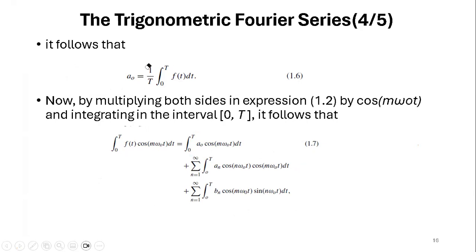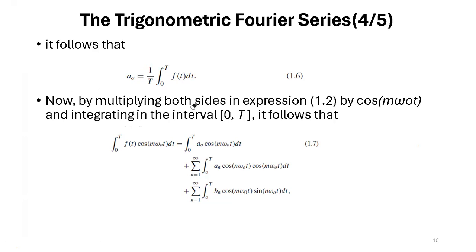It follows that a naught is equal to 1 over T of the integral from 0 to T of f of t dt. If this condition does not hold, then we have to do a simplification of f of t. So the other function will be... I'll explain this later.